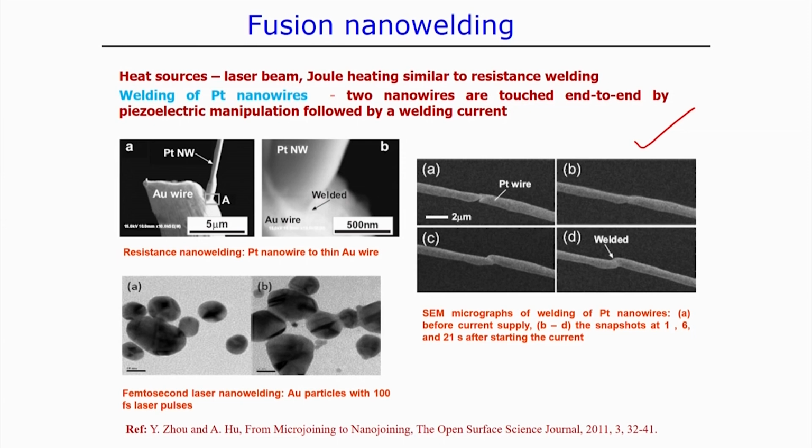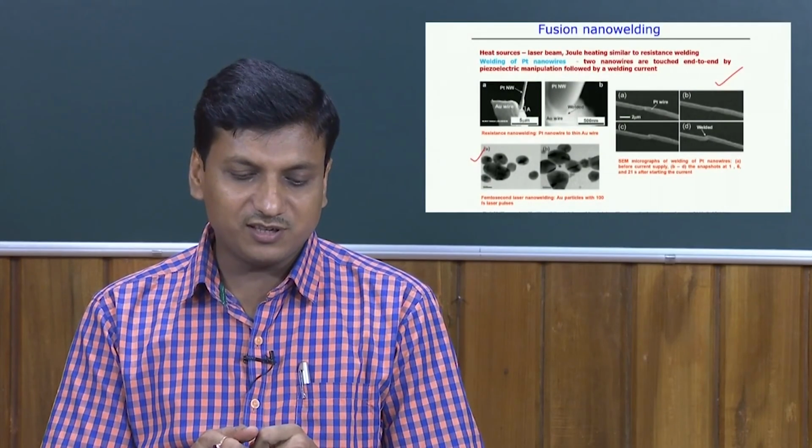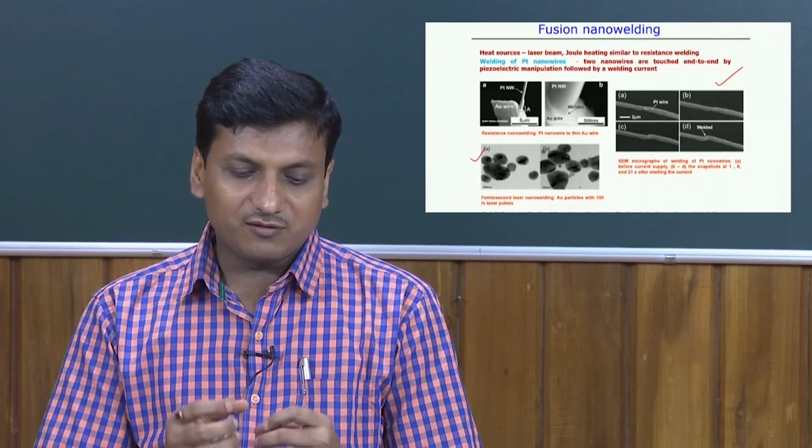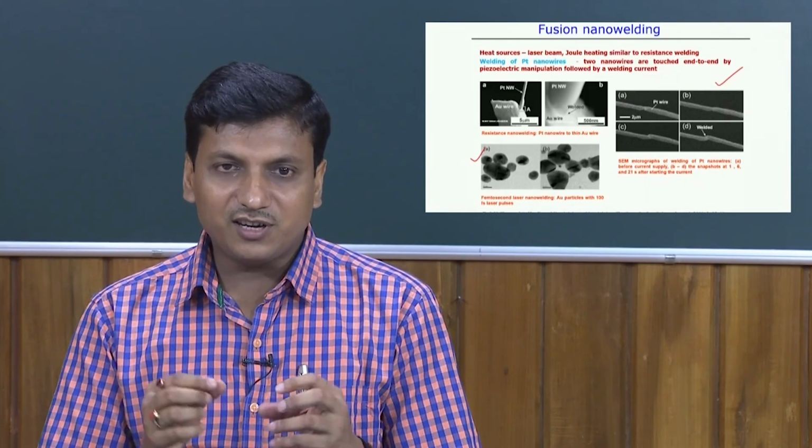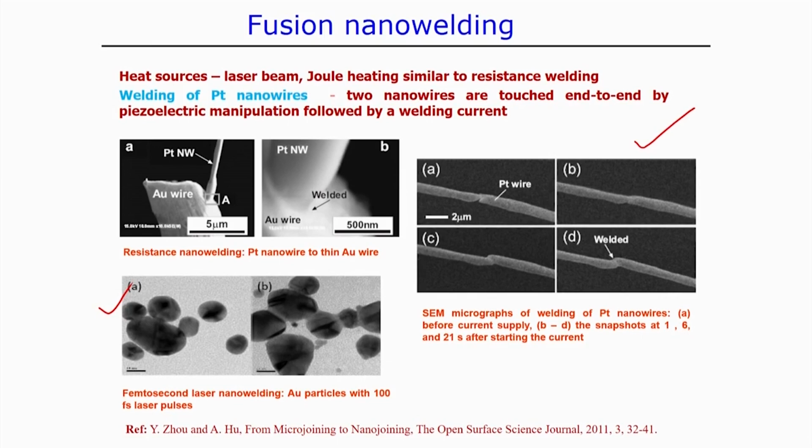So, the third figure. Here you see the femtosecond laser nano welding of gold particles with 100 femtosecond laser pulses. Femtosecond nano welding means that if we use an ultra short pulse laser, here a femtosecond pulse laser, the gold nanoparticles can come together and be joined by means of the fusion nano welding process.